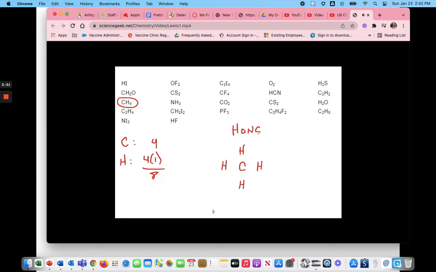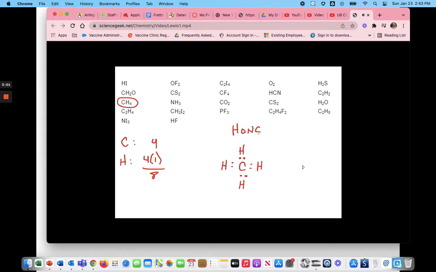With the nonmetals, every element but hydrogen wants an octet. Hydrogen only wants 2 valence electrons. So we're going to join the central carbon to the hydrogens with the electron pairs representing covalent bonds. And in doing so, carbon is surrounded by an octet of valence electrons. Each hydrogen has 2 electrons.